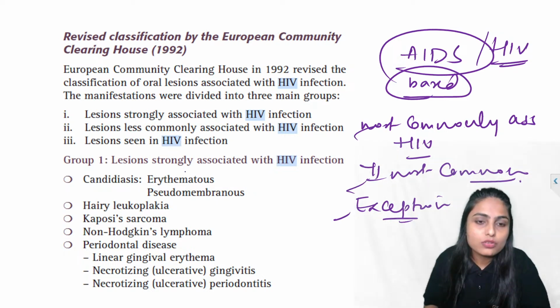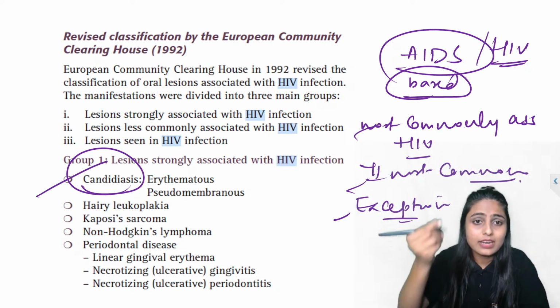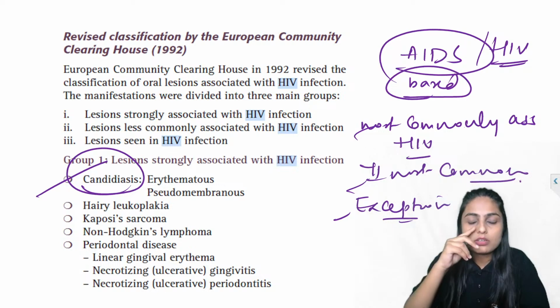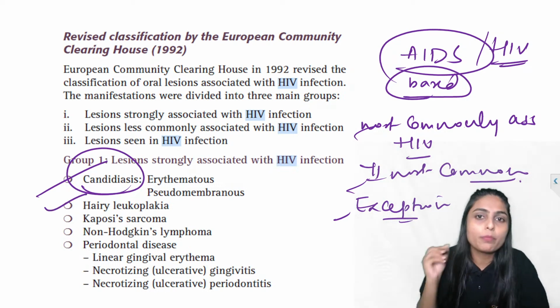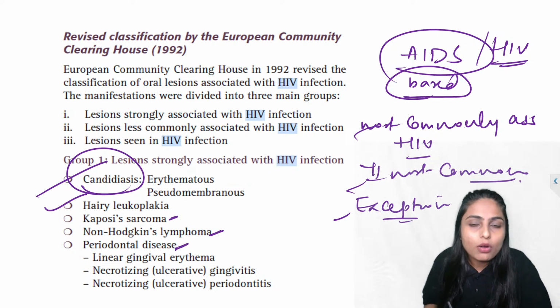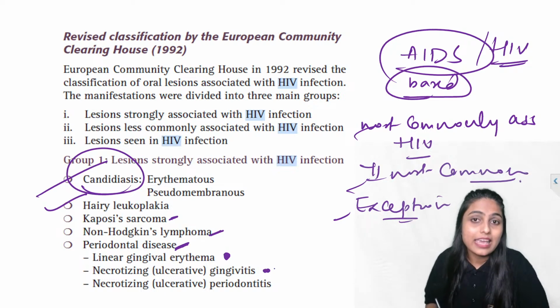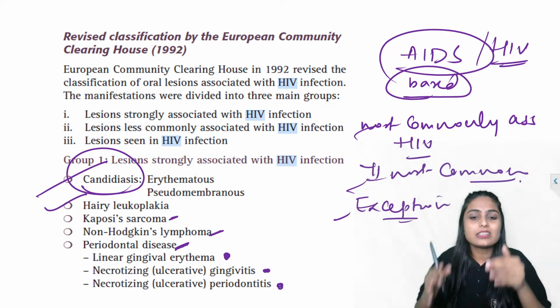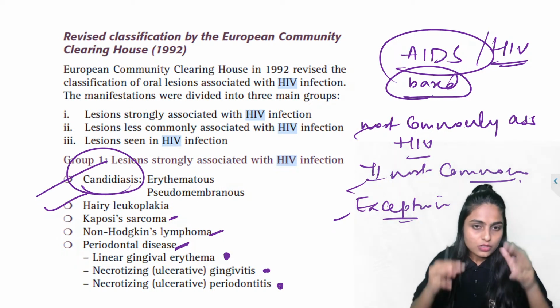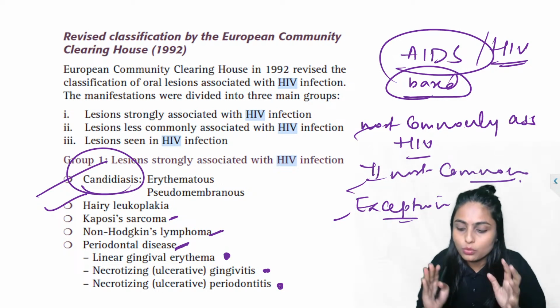So the most commonly associated lesion is candidiasis. Then the second most common associated lesion is hairy leukoplakia. Then Kaposi sarcoma, then non-Hodgkin's lymphoma, then periodontal disease. This periodontal disease includes linear gingival erythema, necrotizing ulcerative gingivitis, NUG, and NUP, necrotizing ulcerative periodontitis. So these are lesions strongly associated with HIV that you need to know. All right.